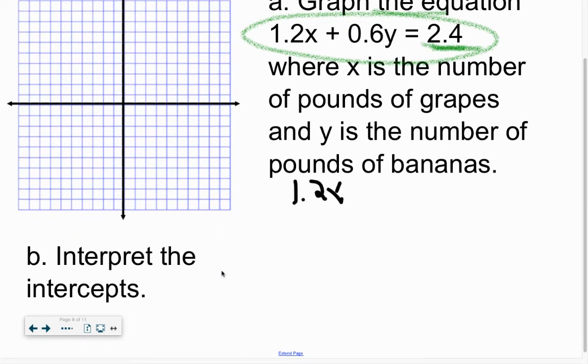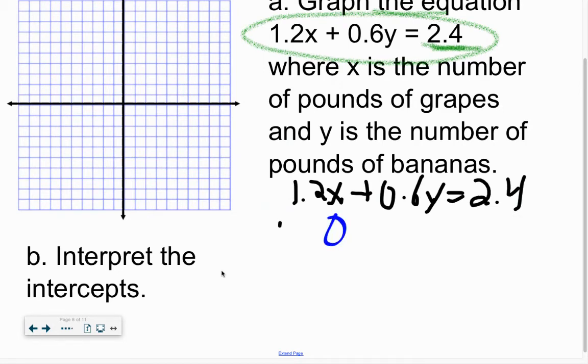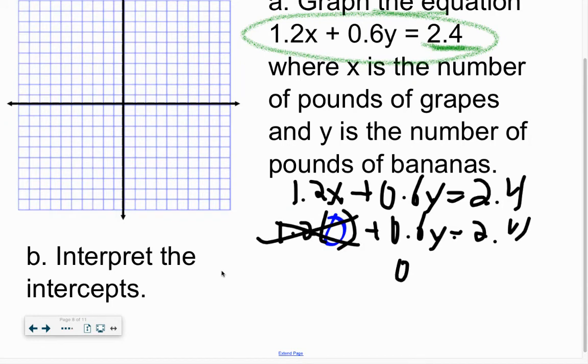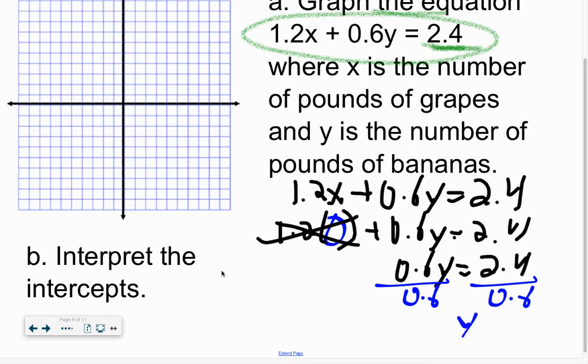1 2/10 x plus 6/10 y equals 2 4/10. Solve for y. As usual, I'm going to plug in 0 first for that x, and then rewrite the entire equation. That was nice. It cancels. 0.6 or 6/10 y equals 2 4/10. Divide both sides by your 6/10. You get y equals 4. You now have a spot to graph your y-intercept.